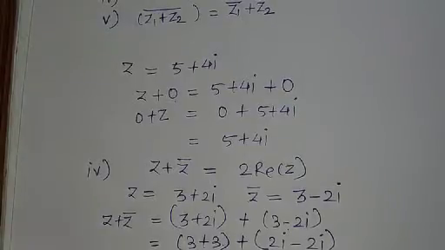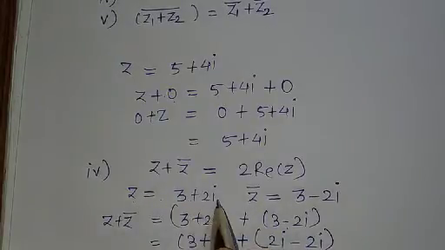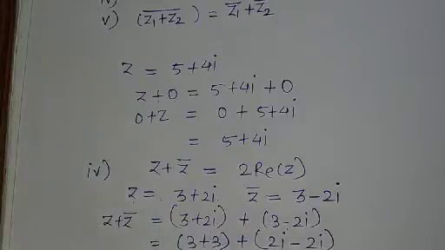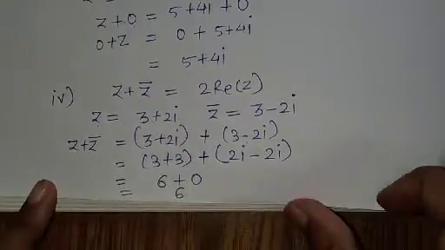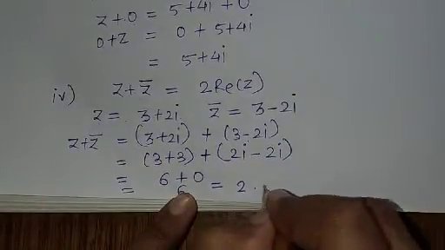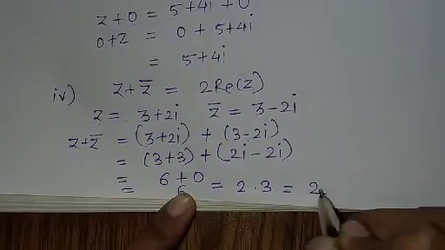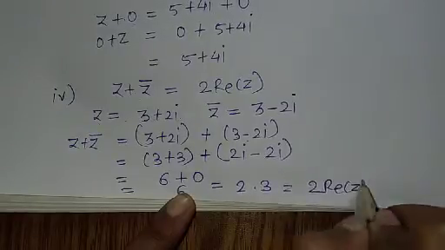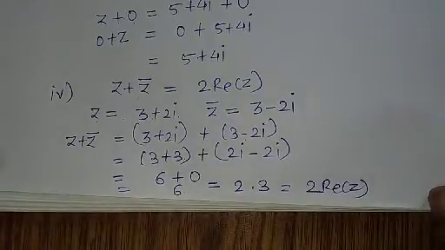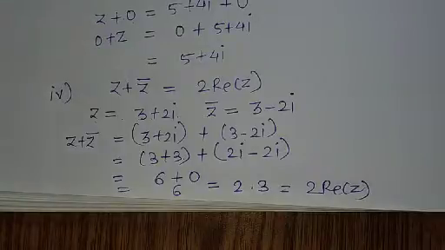So here you can see z equal to 3 plus 2i contains the real part 3. Therefore, we can write 6 as 2 into 3, where this 3 is nothing but the real part of z. Therefore, our property z plus z bar is equal to 2 into the real part of z is verified.